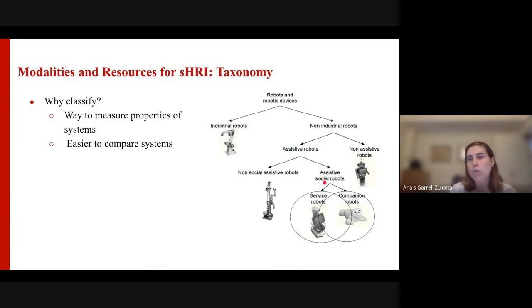So if I'm working with a social robot that is capable of navigating, and I know that it's an assistive robot and it's social, so my robot could be classed as a service robot. So I will compare with other frameworks and other systems that are using social robots.